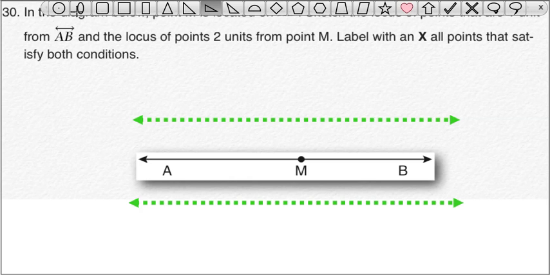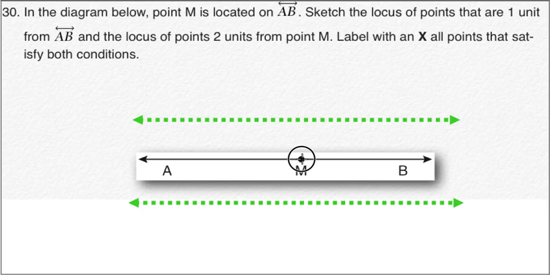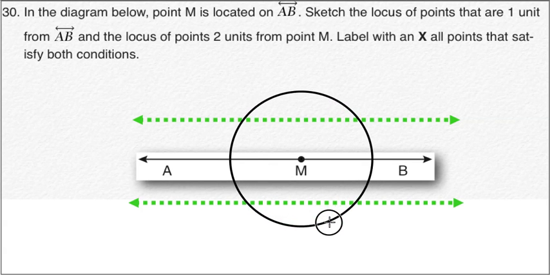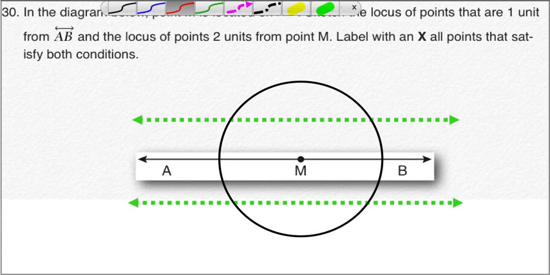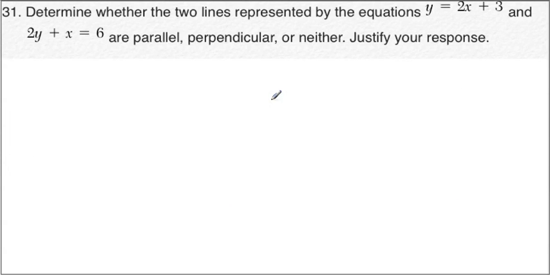Now, second thing is this. The locus of points 2 units from M, that means 2 units from this circle, would be another circle. You see, this would have been about 1 unit away, because the distance between the line AB and the green dotted line was 1 unit away, which was the given locus. 2 units away, so we have to go further out. Now, they want us to label X. Here, here, here, here. Those are the 4 points that will satisfy both conditions. Number 31.